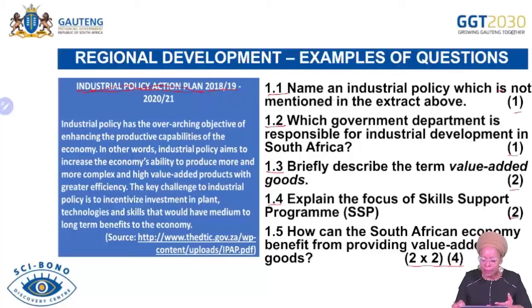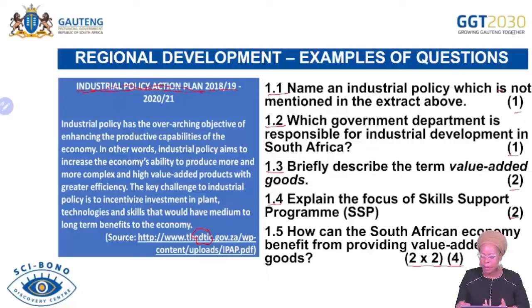Which government department is responsible for industrial development in South Africa? Sometimes it's not necessarily that the answer should be from the extract, but if you look at the source itself, you can see that the DTIC, you can see the answer there. But in most cases, you might find that the answer is not there. Yours is to recall that particular department.